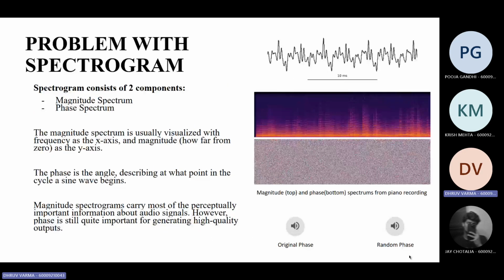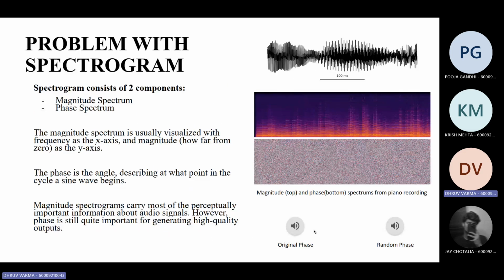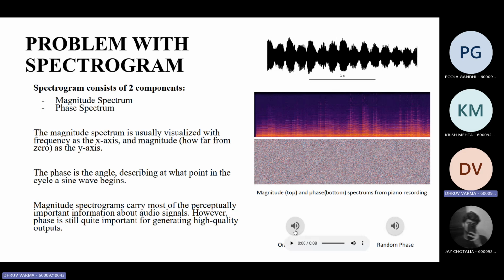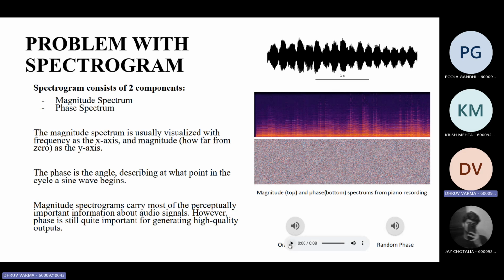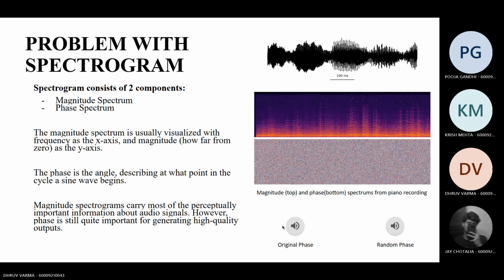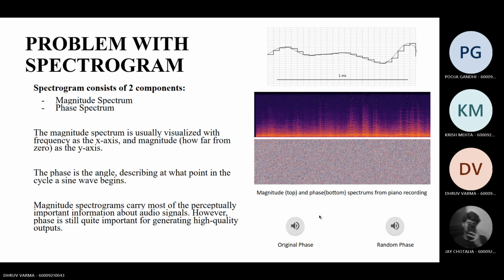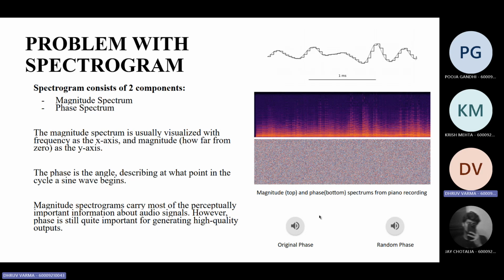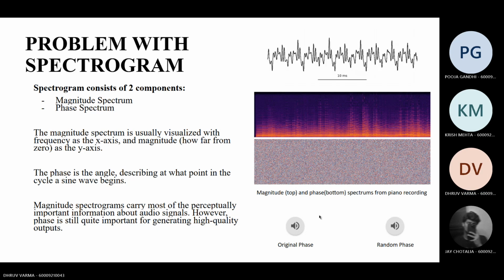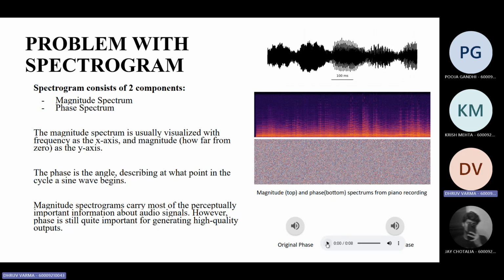Just to display what exactly original phase and random phase are, I would like to play two distinct audios. This was with original phase, and the next one is with random phase.